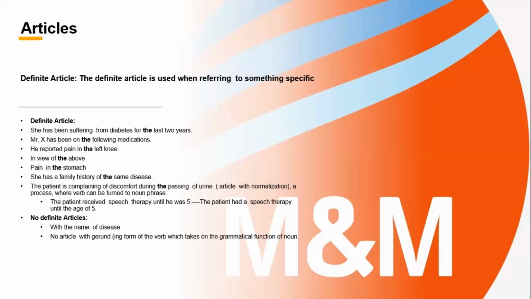And with the name of a disease, we should not use any article, neither a nor the, right? We should not use any article with the name of a disease. No article with the gerund form, the ing form.